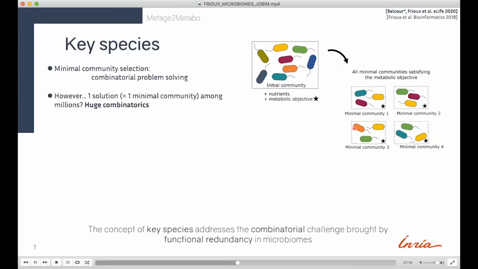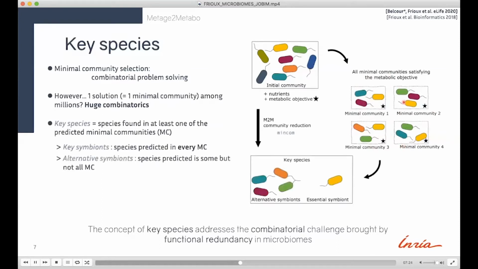So we have a huge combinatorics to deal with, and enumerating all minimal communities as well as analyzing them is very demanding. So instead, we propose the concept of key species, that can be very easily computed and is the set of species found in at least one of the predicted minimal communities. So here we have 4 optimal minimal communities, but altogether only 5 symbionts occur in them. And we can further distinguish key species into 2 categories: essential symbionts that occur in every minimal community, like the yellow symbiont, or alternative symbionts occurring in some but not all communities. As it is very efficient to compute, we believe that the key species concept addresses the combinatorial challenge brought by the functional redundancy observed in natural communities.